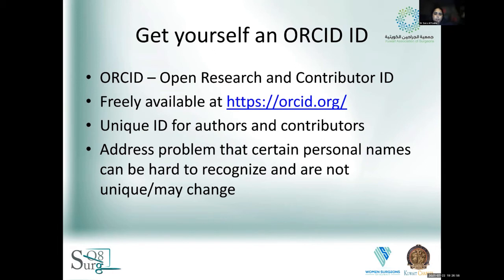You can get it by going to that website, orcid.org, and it addresses the problem that certain people's names might be hard to recognize. For example, if your name is Mohammed Ahmed, there might be thousands. So it's hard for people to find your articles. So if you have an ORCID ID, most journals would ask you for that anyway. But the advantage it has is, it makes it easier to find yourself.